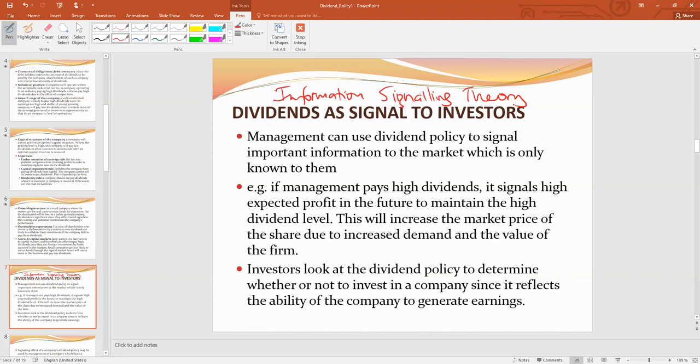Because any reduction in the company dividend is taken as bad information. It does not matter how you try to sugarcoat it, any decrease is bad information. Any increase will be taken as good information. So as you come up with the policy, ensure that whatever amount we decide to pay, we can sustain this payment even in future.